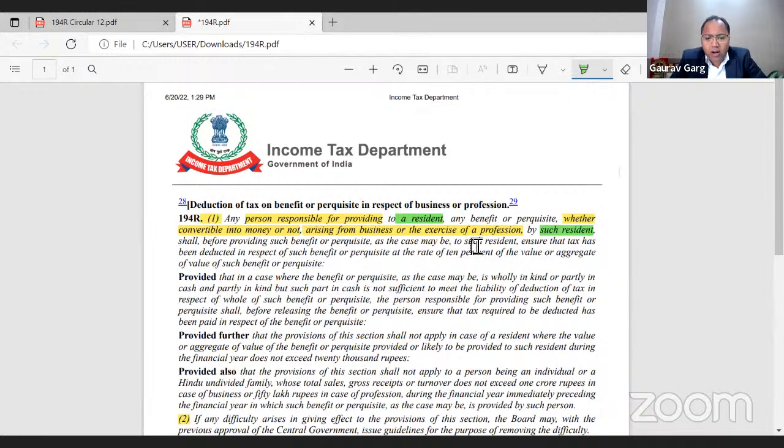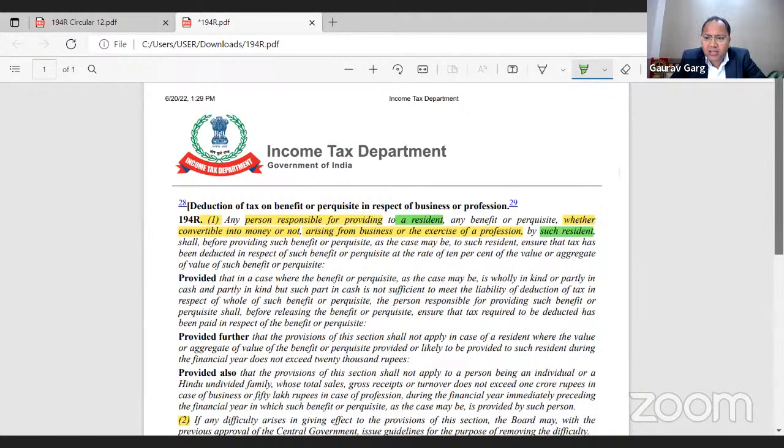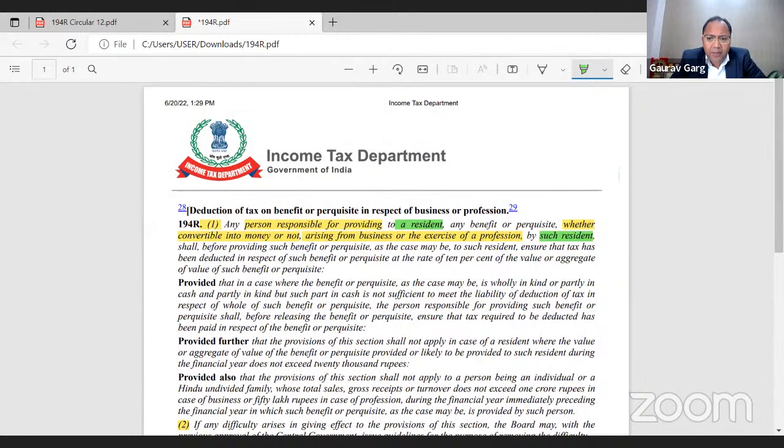So in my humble view, it is not applicable on employees. If we are giving some benefit to the employees, then it is not applicable. It is only applicable when we are giving benefit to someone who is into business or into a profession. But if someone is my employee, and I'm giving some benefit or perquisite to my employee, then in my view section 194R is not applicable, because in such a case the benefit or perquisite is not arising from business or exercise of a profession by such a resident.